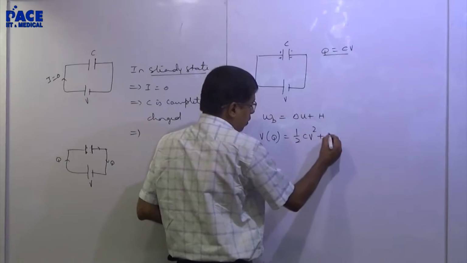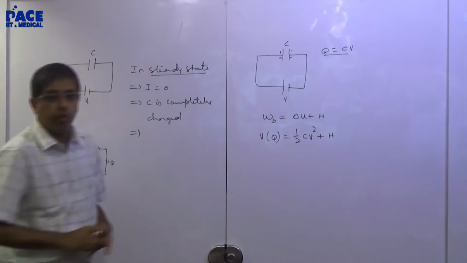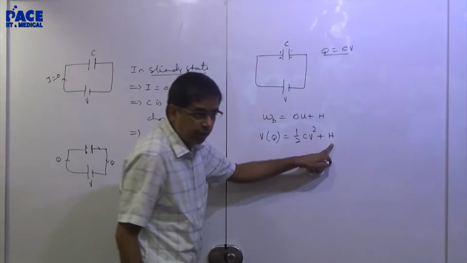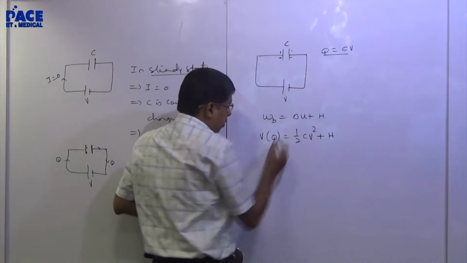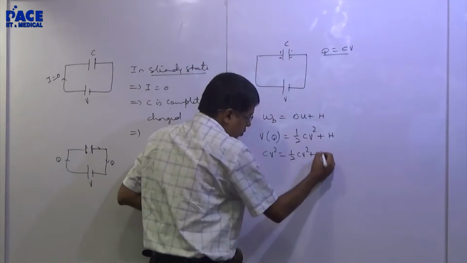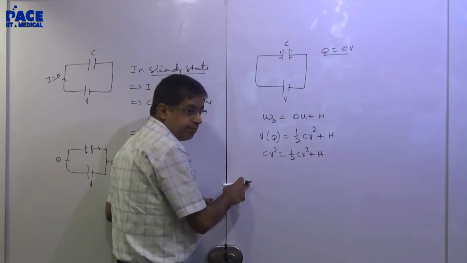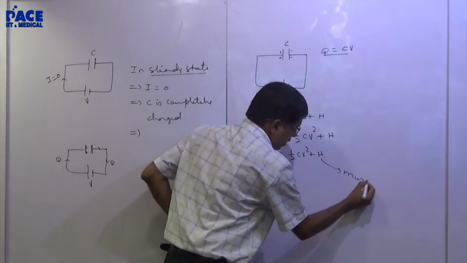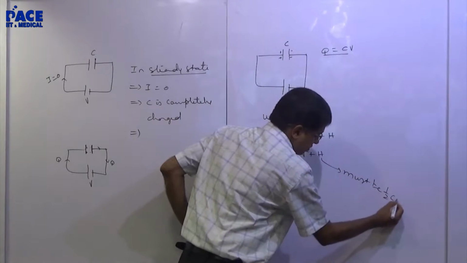Half CV square will be the total energy stored in the capacitor. Heat loss will be left over. What is Q equal to CV? This is CV square, half CV square plus heat loss. Implies heat loss must be half CV square.